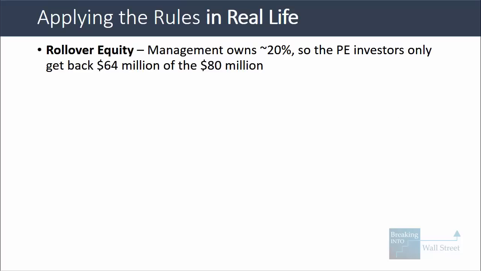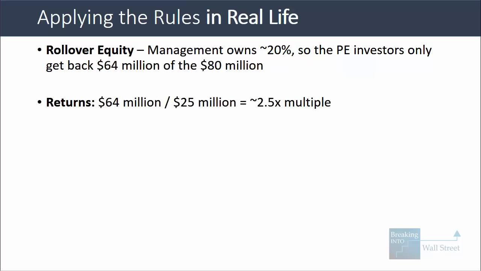Now, for the rollover equity, we know that the management team owns 20%, the PE investors own around 80%, so they get back around 64 million of the 80 million in proceeds to equity investors at the end. Now, in the beginning, they contributed 25 million. They get back 64 million at the end, which comes out to a 2.5x multiple.